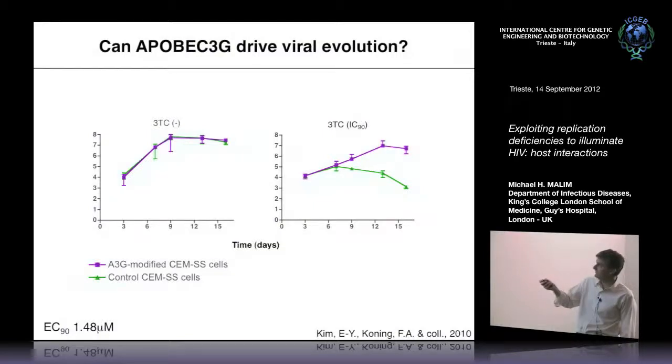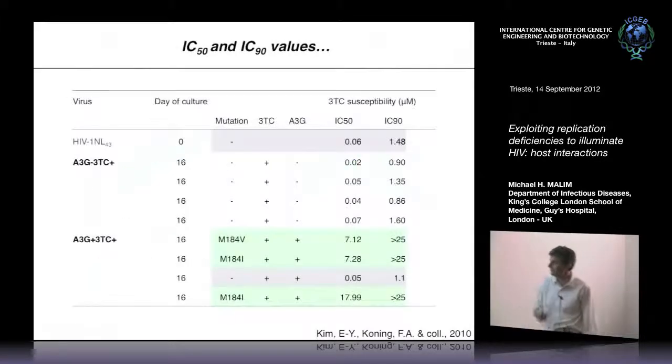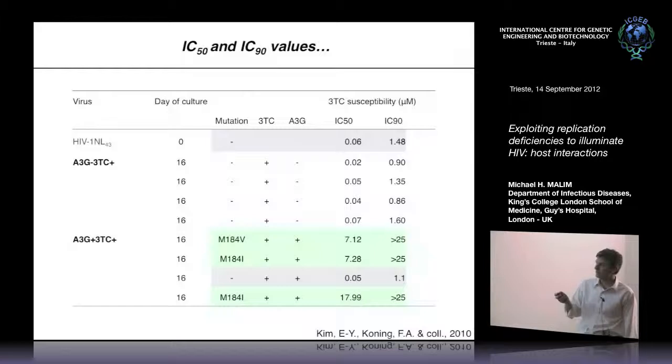When you add 3TC at high levels, when 3G is not present in those cells, the virus is inhibited, as one might expect. But when 3G is present, in fact, the virus seems to survive, arguing that the presence of APOBEC3G was able to promote virus replication or virus survival when high concentrations of this drug were present. So to look at whether this really makes any sense in terms of a potential mechanism, you have to go and do some sequencing of those viruses.